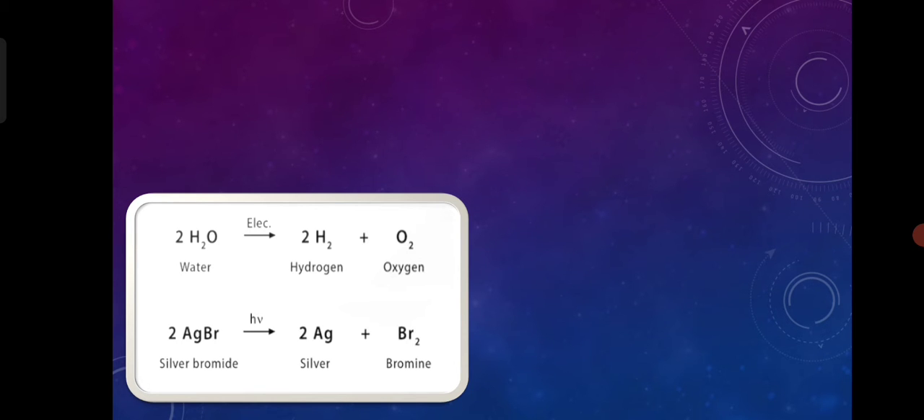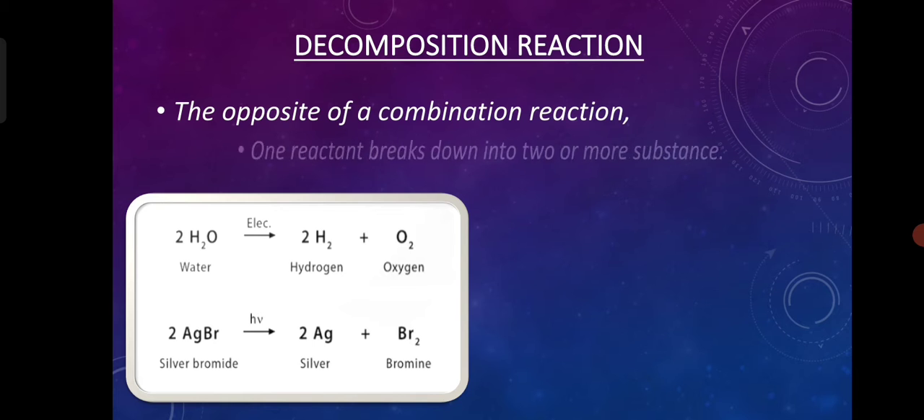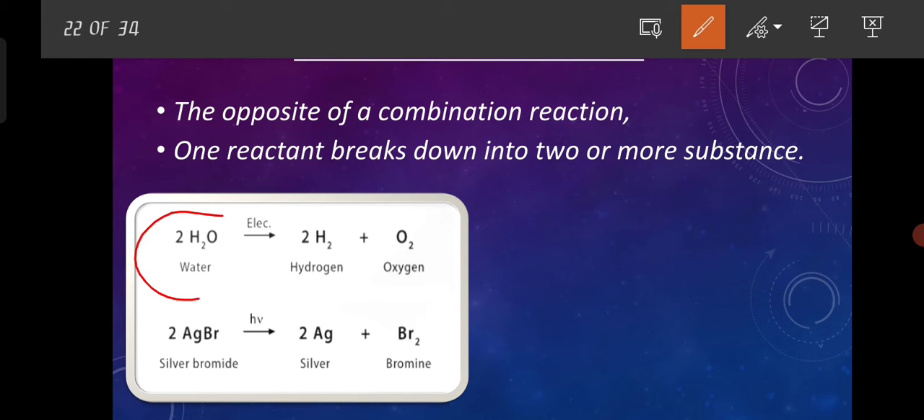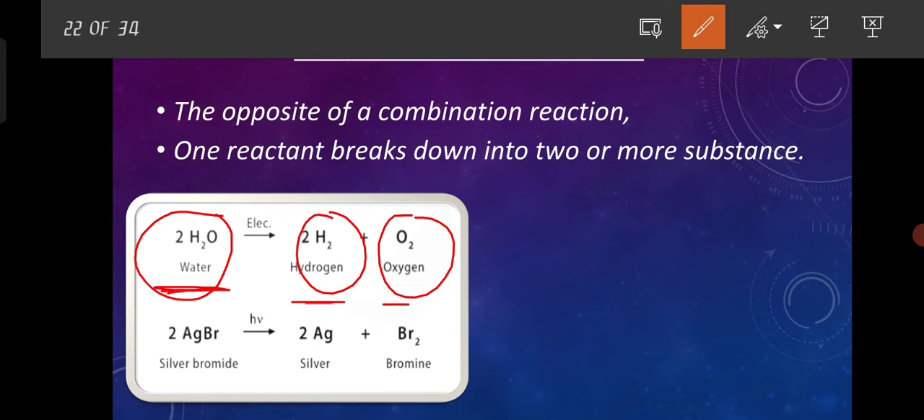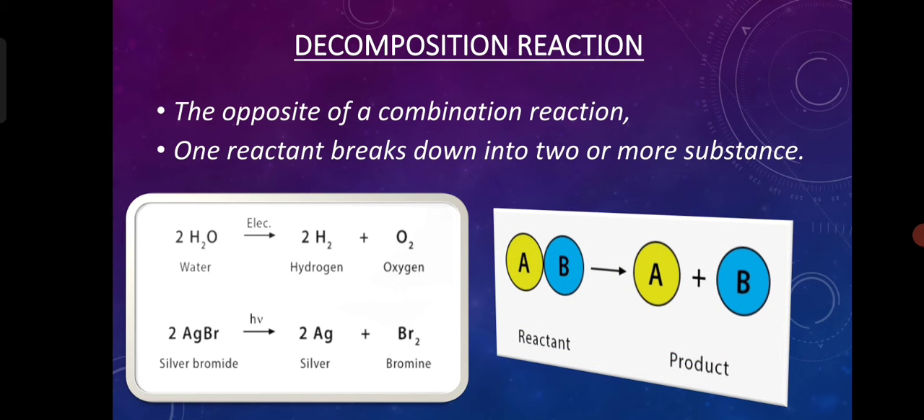The next is the decomposition reaction. The decomposition reaction is opposite to the combination reaction. You know why? Because in case of a combination reaction, two reactants will combine and form one new product, correct? But in case of a decomposition reaction, one reactant will split into two different products. For example, you can see here we have water that is splitting into hydrogen as well as oxygen. So one reactant is splitting into two products. So that's why we are calling it a decomposition reaction.